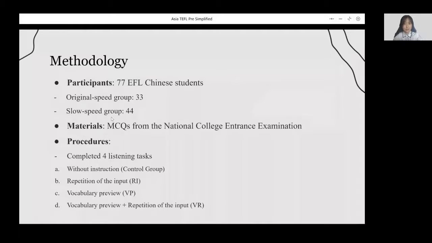About the procedures. Participants were asked to complete 4 listening tasks in this order. No instruction, which was the control group, listening to the audio twice, receiving a vocabulary preview and listening to the audio 1 time, and lastly, receiving a vocabulary preview and listening to the audio twice. Finally, they had 5 minutes to transfer their answers to the answer sheet.